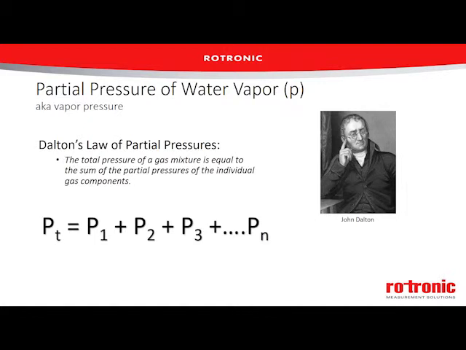Let's start out talking about Dalton's law of partial pressures. John Dalton was a physicist back in the late 1700s, and he invented many things. And one of the things he did develop and prove was Dalton's law of partial pressures. And what it states is that the total pressure of a gas mixture is equal to the sum of the partial pressures of each of the gas components.